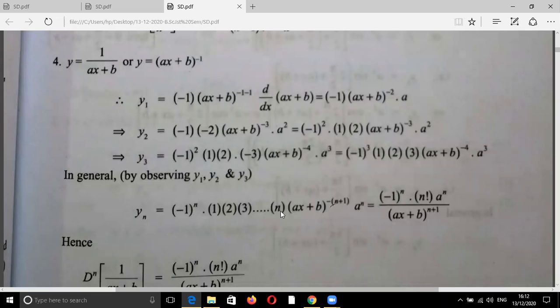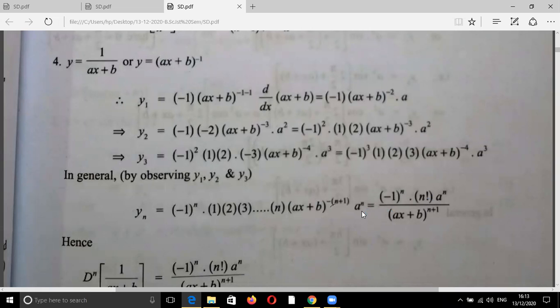Now if you start with n into n minus 1, n minus 2, and so on to 3 into 2 into 1, you are getting what is called n factorial. The same you are writing here. Here you observe this term: 1 into 2 into 3 and so on to n is there, that you are writing as n factorial.